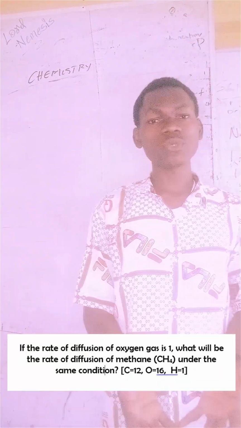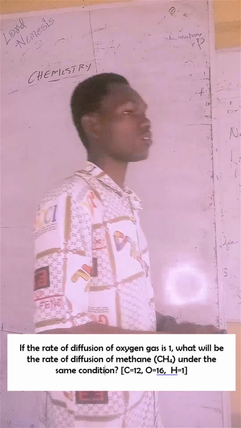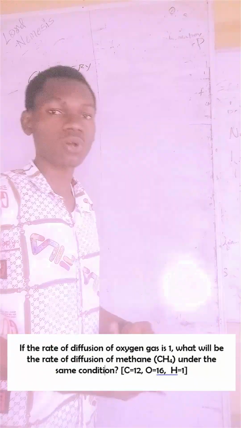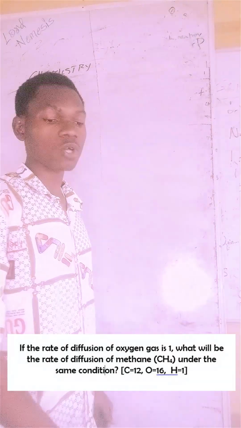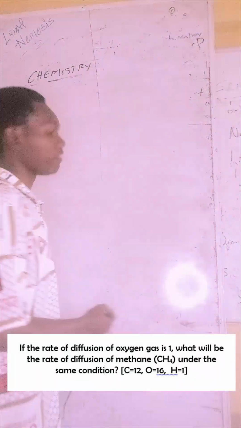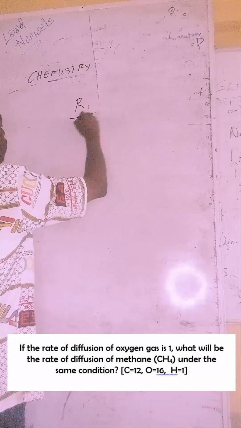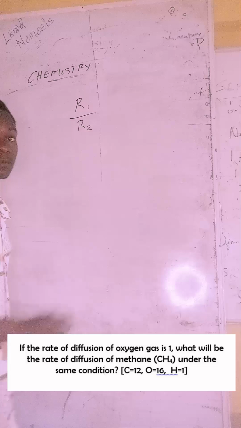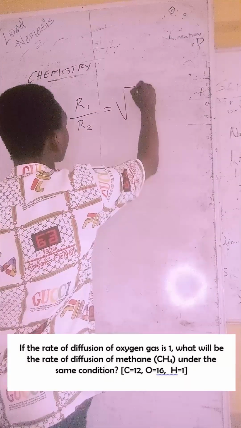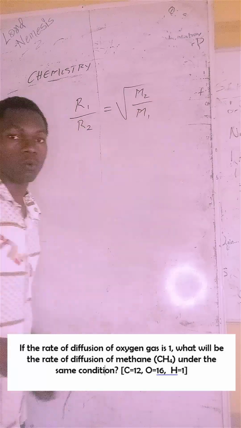So how do we calculate that? This brings us back to gas laws, where we talk about Graham's law of diffusion. And Graham's law of diffusion gave us a formula for diffusion. And the formula goes this way: R1 all over R2 is equal to the square root of M2 all over M1.